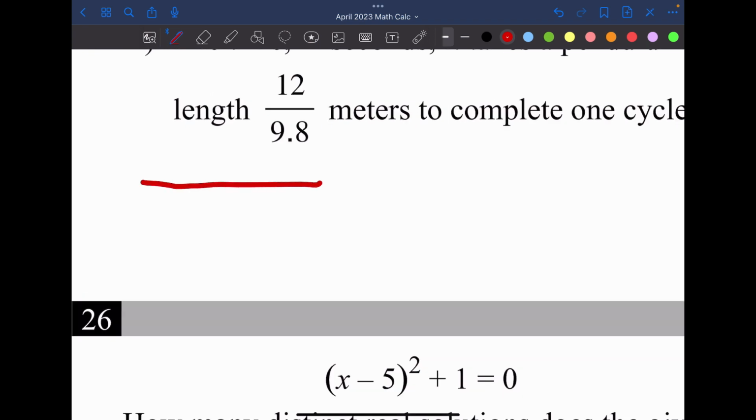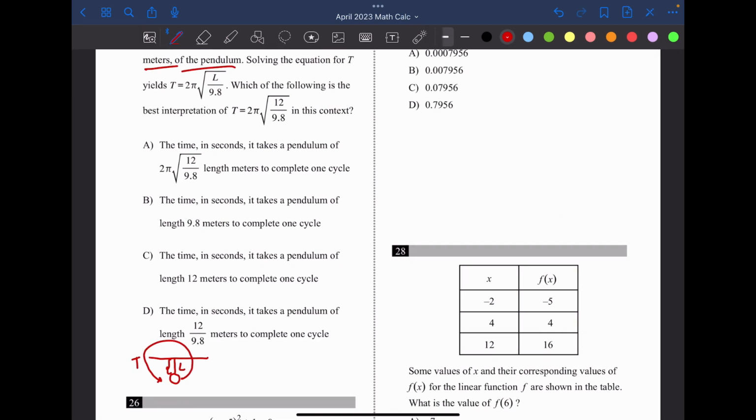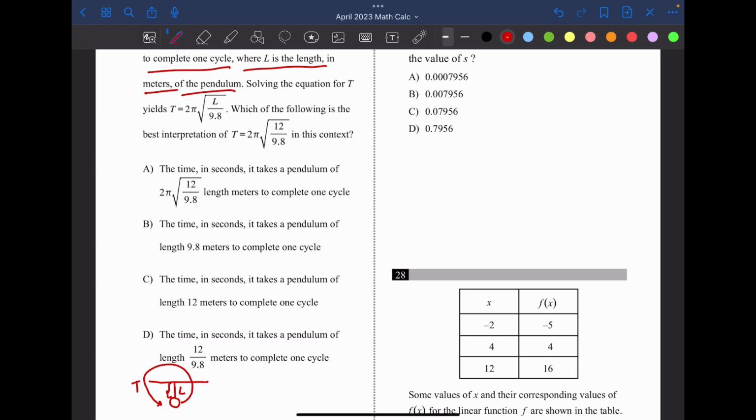So if you have kind of a pendulum like this, the length over here is going to be L, and the time that it takes to make a whole revolution, kind of like this, is going to be time t. Okay, after that it says if you solve for t, solving the equation for t would give you this. I'm going to do it in green because it's kind of important, but it would give you this equation over here.